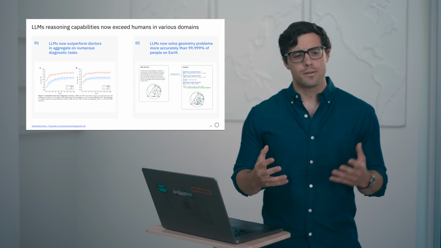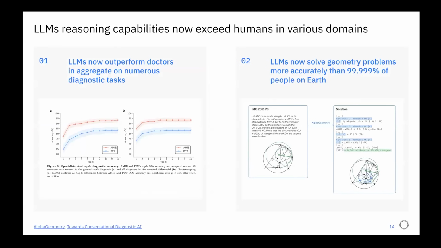And here's a couple examples of what that reasoning capability improvement looks like in practice. On the left here, I have a graph from a paper called Towards Conversational Diagnostic AI, where they were comparing fine-tuned large language models versus doctors on various diagnostic tasks, right? A patient comes in presenting with certain conditions. What should you do next? What you actually see is that LLMs now outperform doctors in many diagnostic tasks. On the right here, I have a more math example.